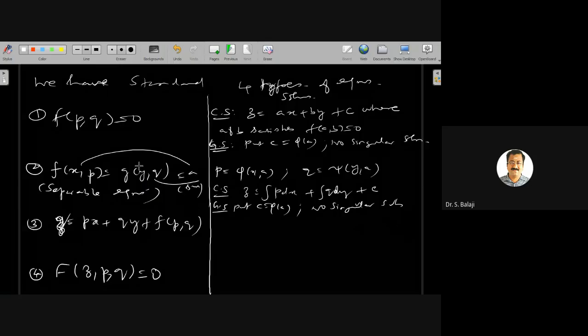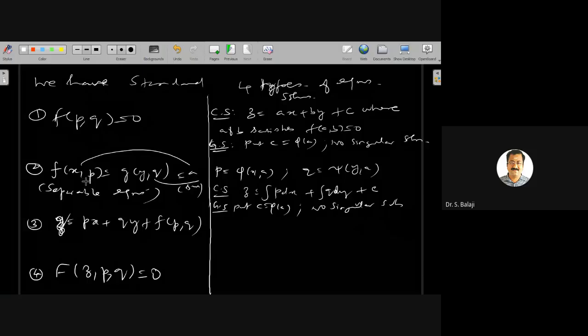This is a separable equation. The first type is where there is no x, no y, no z, only p comma q. If you see that only p comma q are present in the equation, then you can say that it is the first type of p comma q equation.